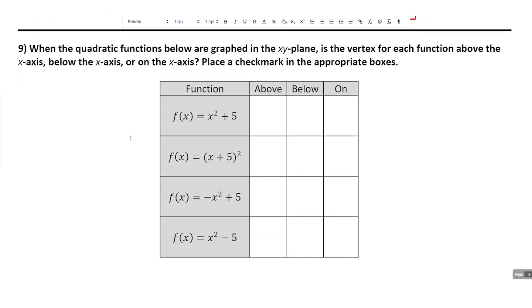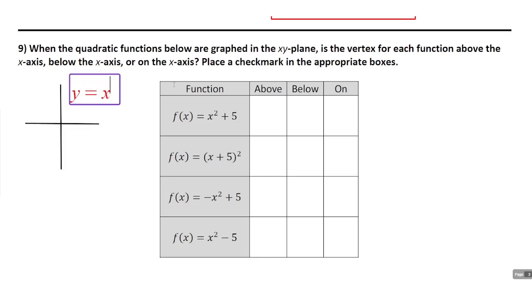Number 9 says, when the quadratic functions below are graphed in the xy plane, is the vertex for each function above the x-axis, below the x-axis, or on the x-axis? And place a check mark on the appropriate box. So this is all about understanding how these different numbers, and they even threw in a negative here, affect the graph. So let's break down how these different transformations are going to affect our parent function, y equals x squared. So I'm just going to do a rough sketch here.